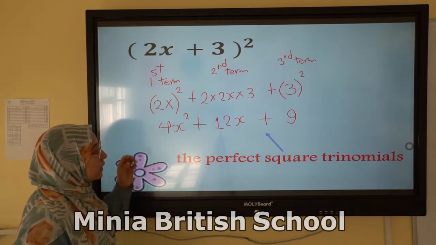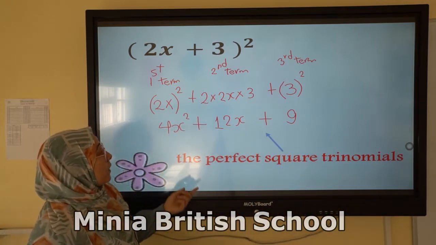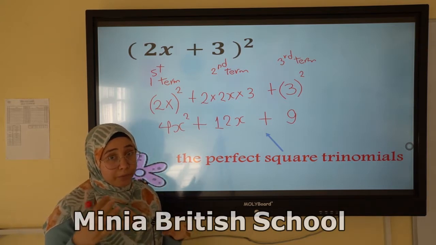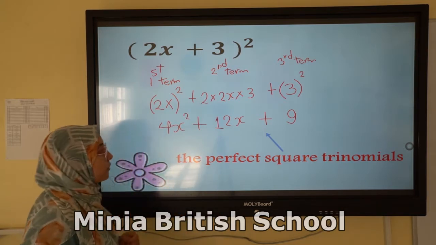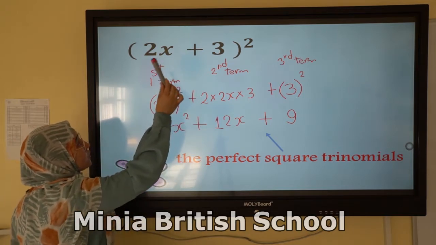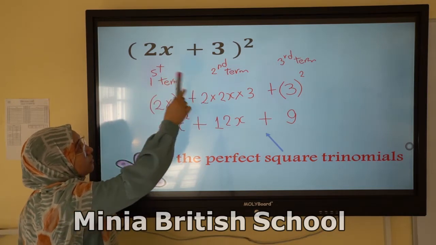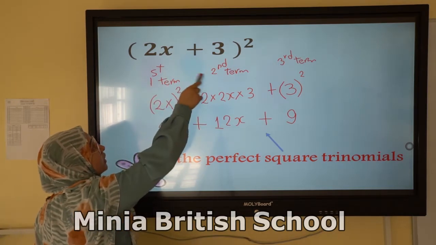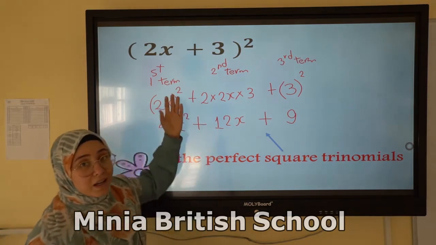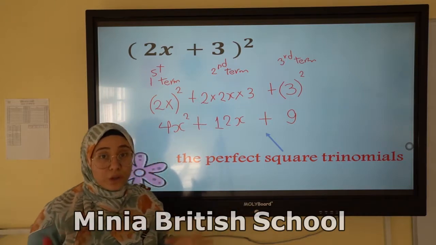But the middle term in a perfect square trinomial may be positive or negative, according to the sign of the second term in the binomial. If positive, the middle term is positive. If negative, the middle term in the perfect square trinomial is also negative.